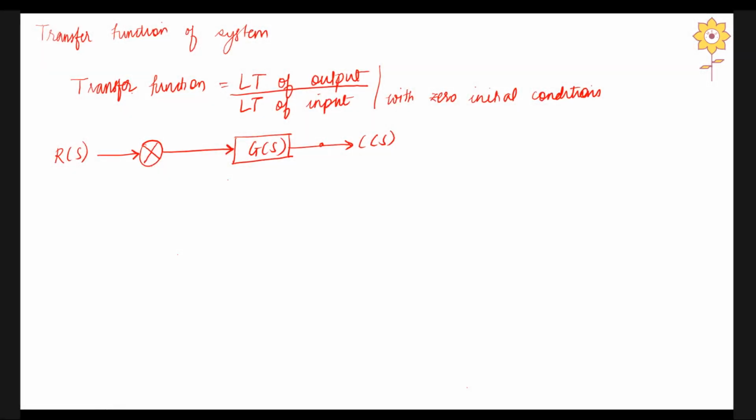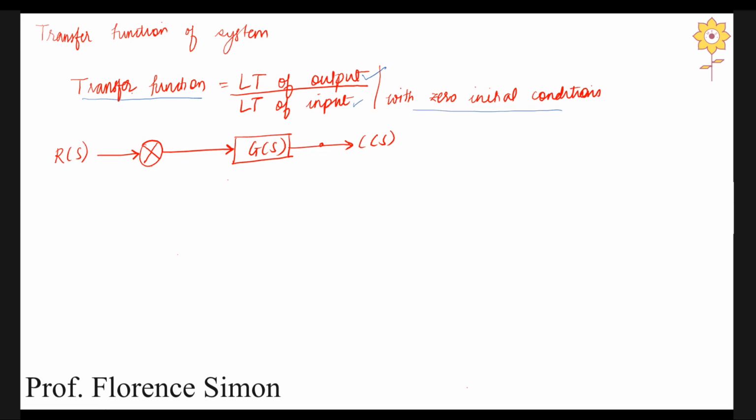In this video, we will be learning about the transfer function of a system. So, the definition of transfer function is as follows. Transfer function of a control system is the ratio of the Laplace transform of the output upon the Laplace transform of the input with zero initial conditions.